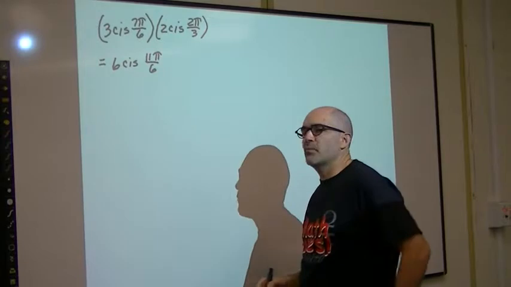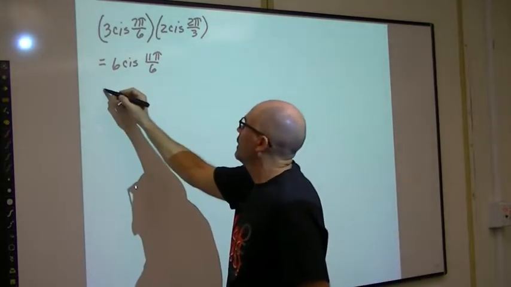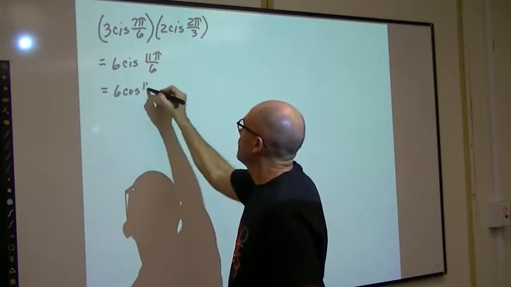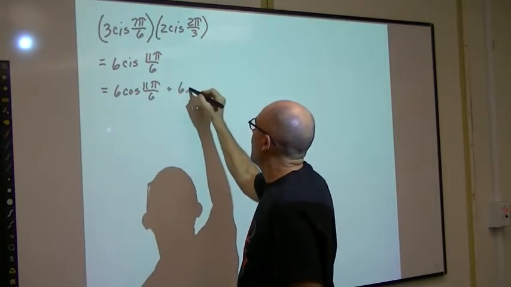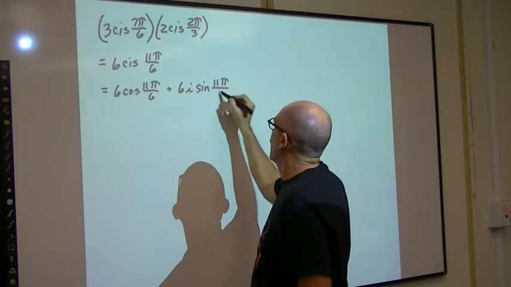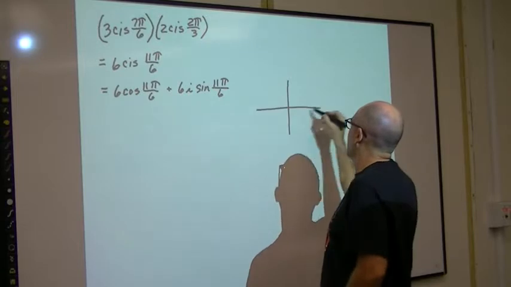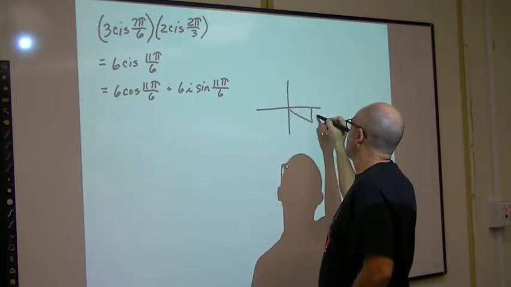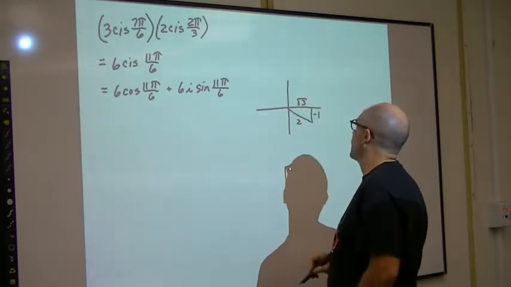Now our last step, we want to turn it back into rectangular form. So this is going to be 6 cosine 11 pi over 6 plus 6I sine 11 pi over 6. Now, what's 11 pi over 6? It's pi over 6 short of 2 pi. So we've got negative 1, 2, and positive square root of 3.